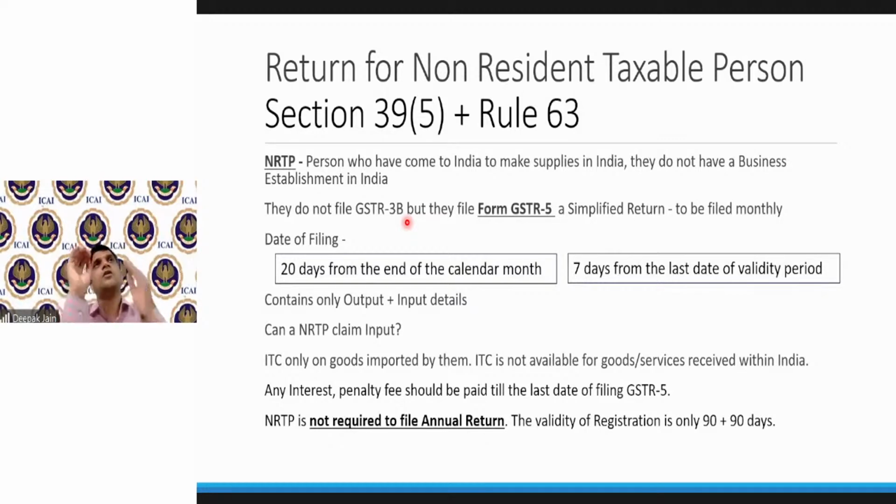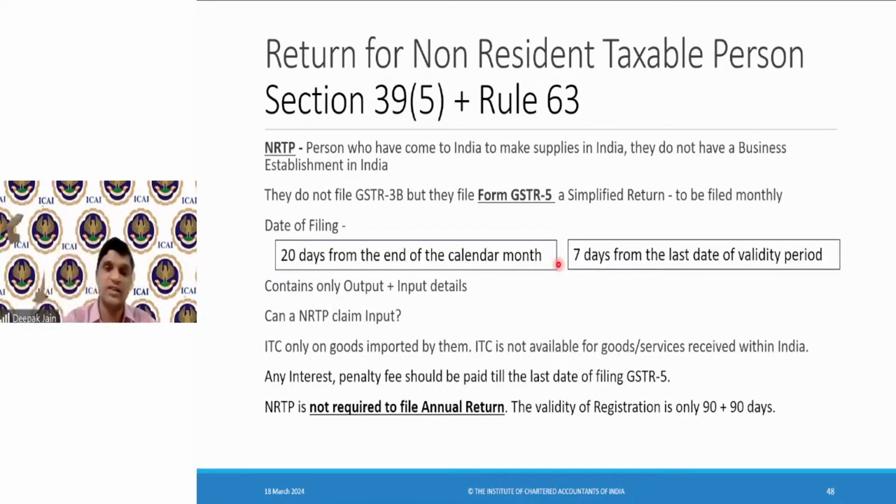Okay. Now, you should understand that NRTP registration is a limited time registration. It's not a permanent registration. The validity of that registration is 90 days. If they want to extend, they can extend it for another 90 days. So sorry, 3 months plus 3 months, 90 days plus 90 days. They can extend it to 3 plus 3, 6 months.